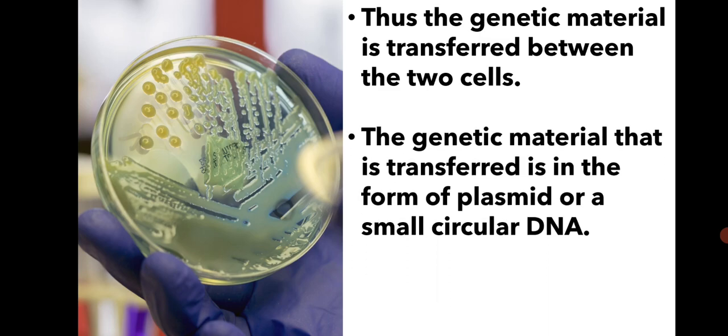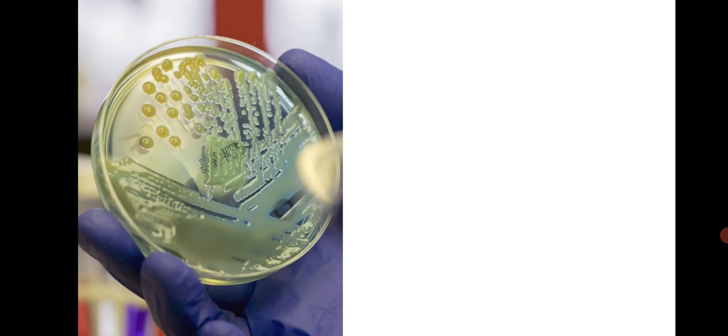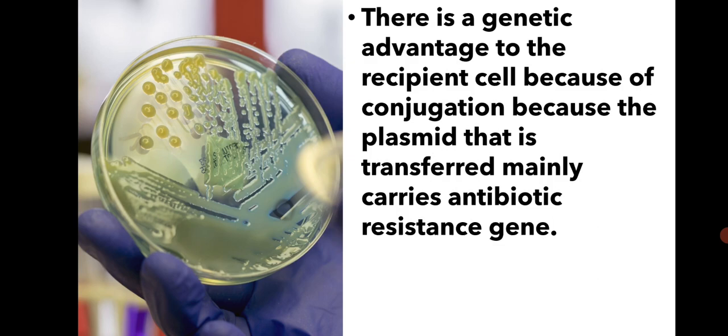The genetic material that is transferred is generally in the form of a plasmid, that is a small circular DNA. Obviously it gives a genetic advantage to the recipient cell because of conjugation, because the plasmid generally consists of antibiotic resistance genes. This is how the recipient cell will get the advantage, as the antibiotic resistance will be carried to the recipient cell.